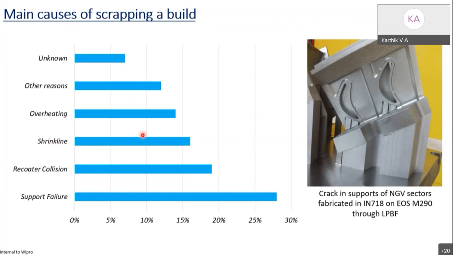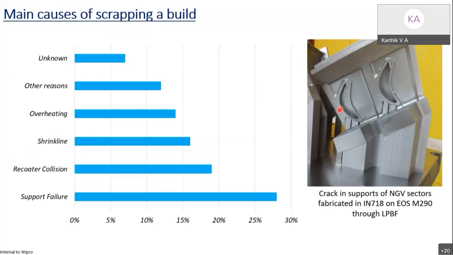Additionally, we have shrink lines. Since the heating and cooling occur at a very rapid rate, shrinkage lines are often generated, and these are not acceptable by industry standards, especially for aerospace and space applications. So if you find a shrinkage line on the part, the component in general is eliminated or discarded. These sorts of things can be mitigated at the design stage itself, or at the simulation of the design stage.